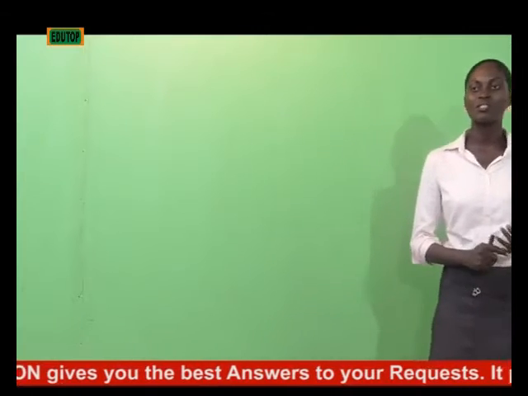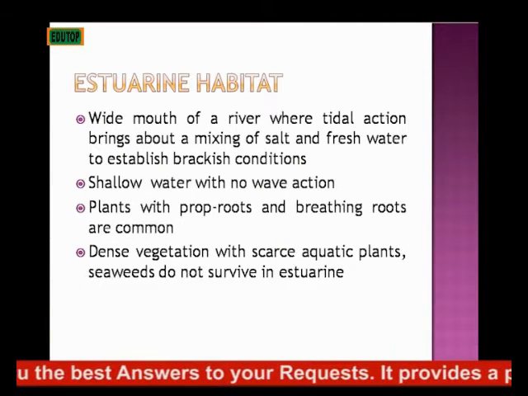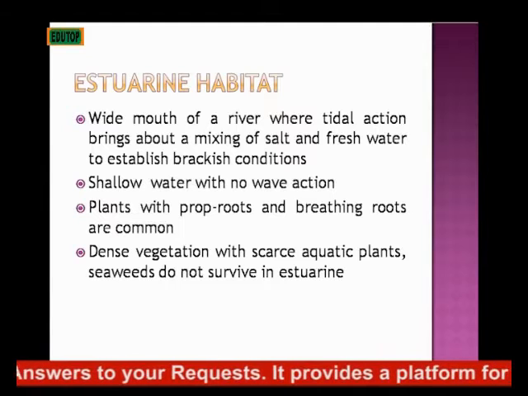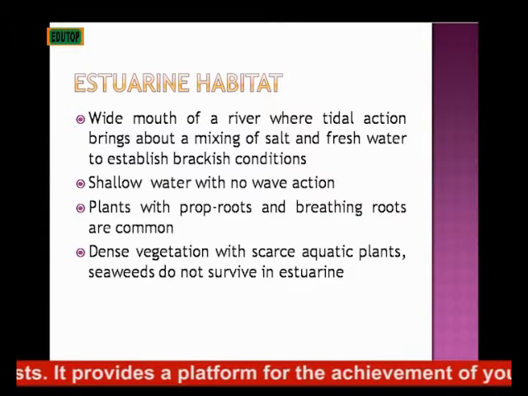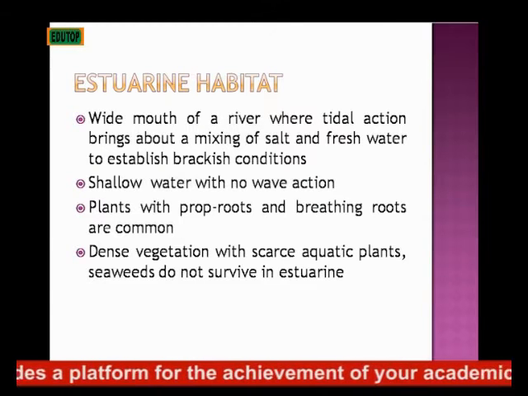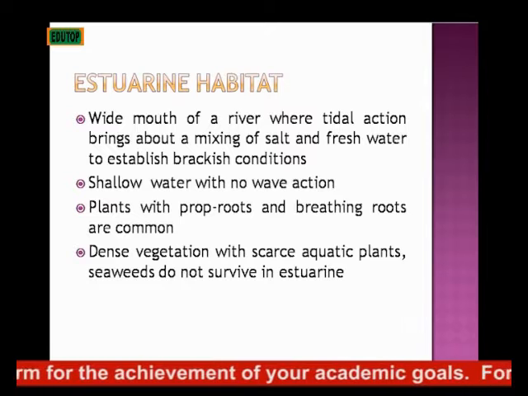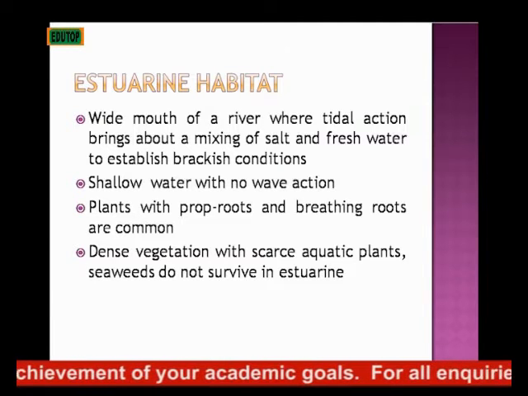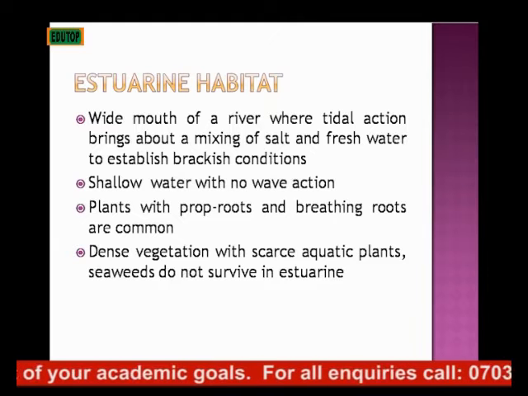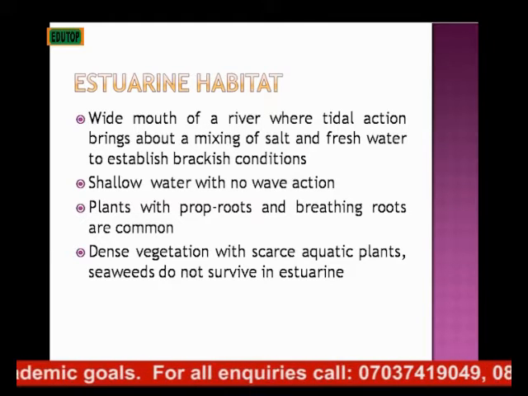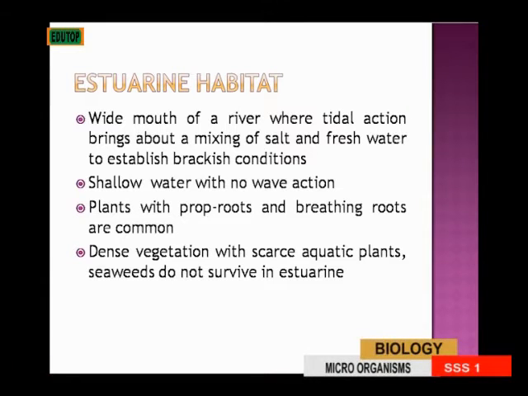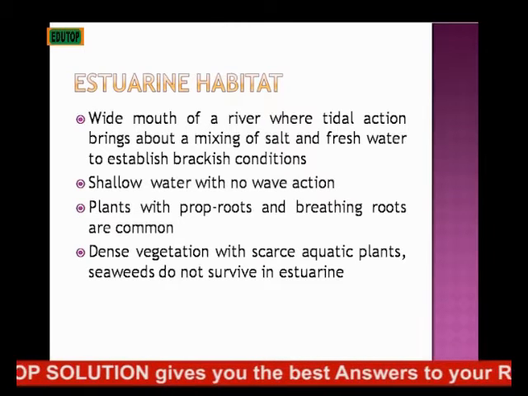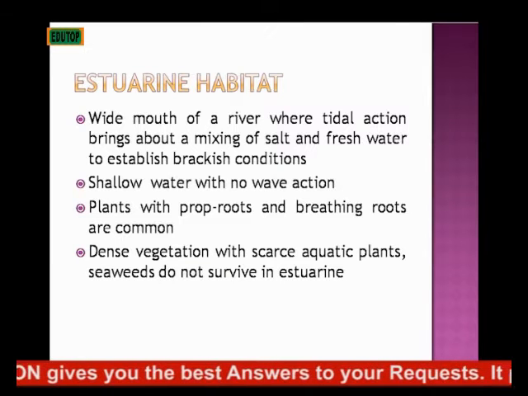The water is kind of still inside the estuarine habitat. Then you find plants with prop roots in the estuarine habitat. They also have breathing roots, so that they are able to respire, and we call the breathing roots pneumatophores. So they are able to undergo respiration even as they are in water. The prop roots and breathing roots are responsible for that. Estuarine habitat has dense vegetation with scarce aquatic plants. You have dense vegetation, but they rarely have aquatic plants. Then you don't find seaweed surviving in an estuarine habitat.